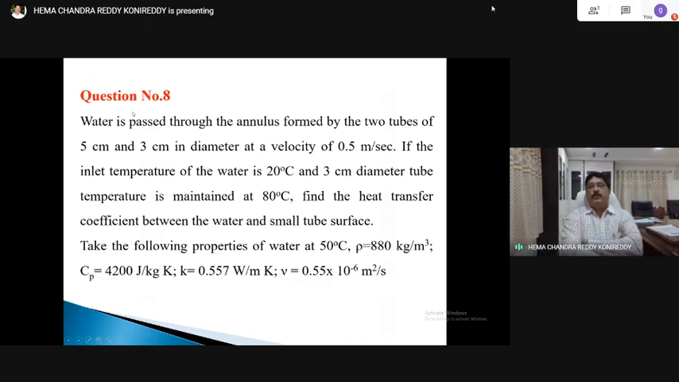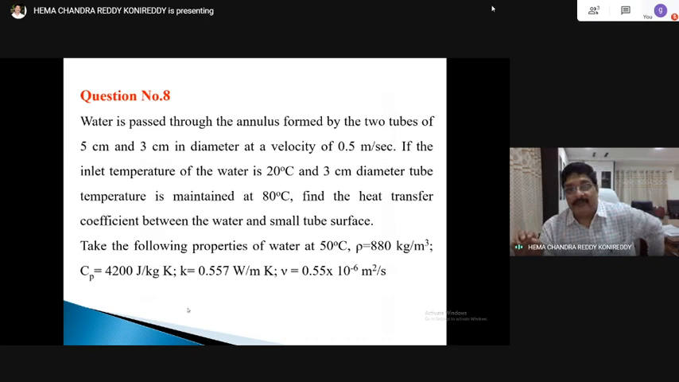Water is passed through an annulus formed by two tubes of 5 centimeters and 3 centimeters in diameter at a velocity of 0.5 meters per second. Velocity is given as 0.5 meters per second for the water, and it is flowing through an annular space. What do you mean by that? There are two concentric cylinders, pipes, and the water is flowing in the gap between them, in the annular space.